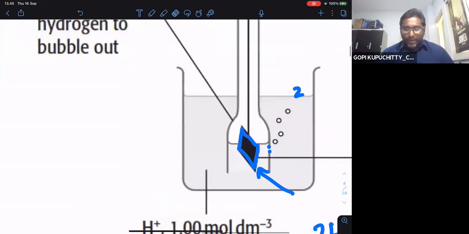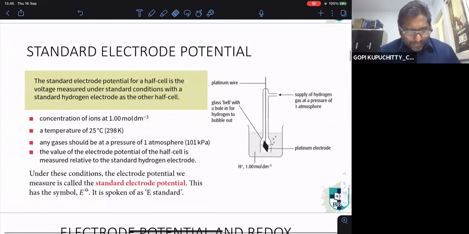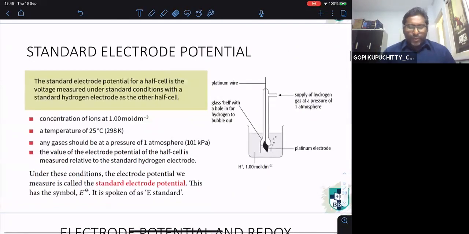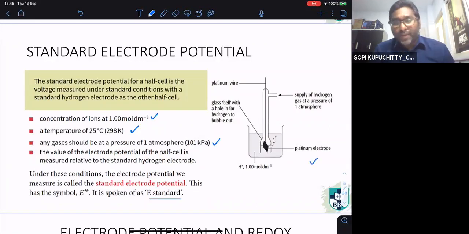Okay, so if I move on, you see here, this is what I've discussed earlier. Standard electrode potential: whatever solution you use, the concentration must be 1 mole per dm cube, at a set temperature and 1 atmosphere, and we call it E standard. This is very, very important. Later we will go through that again.